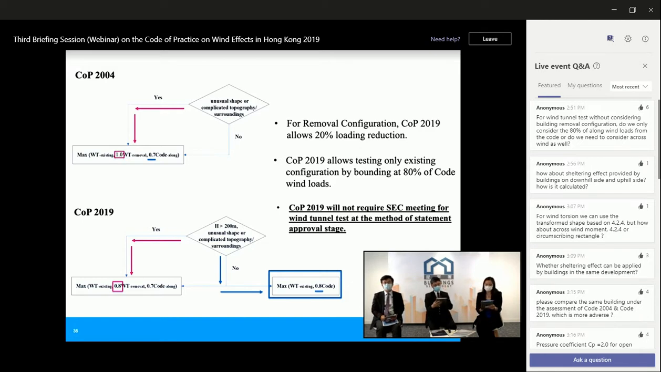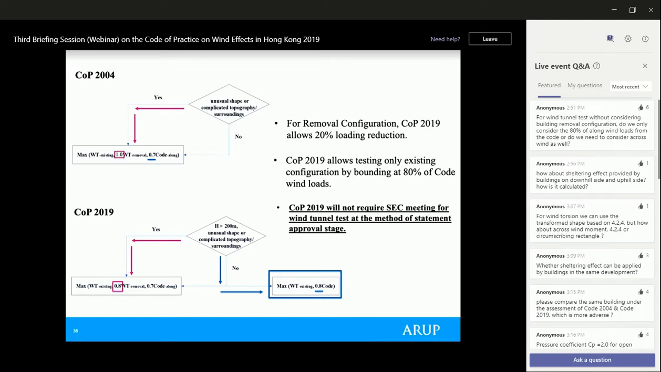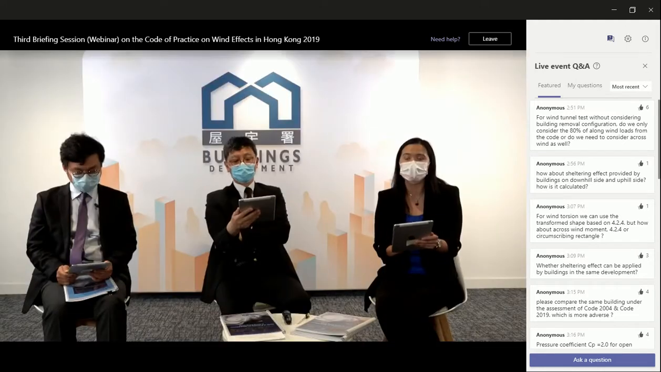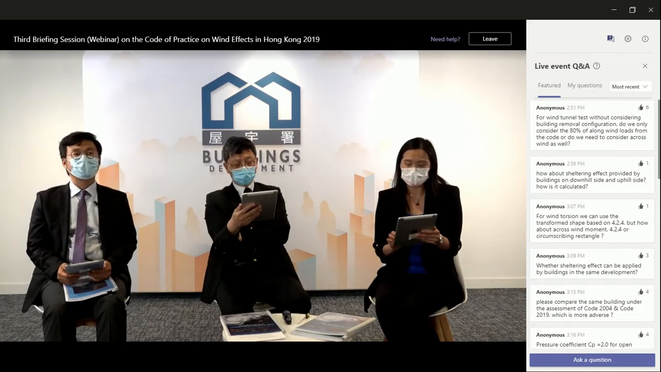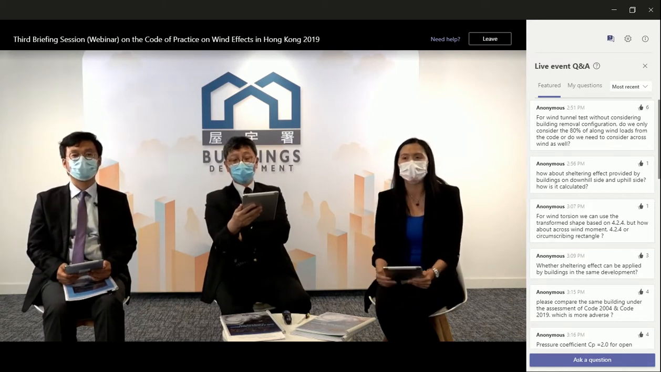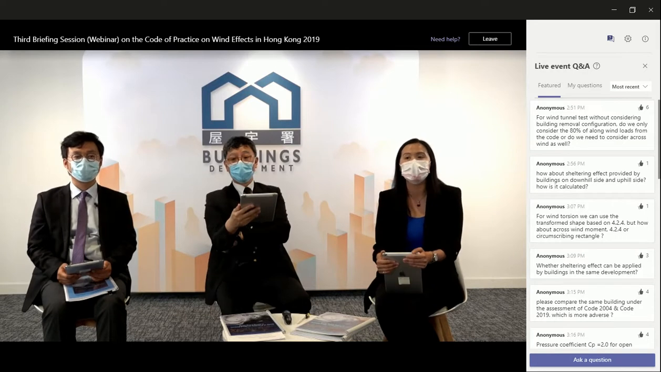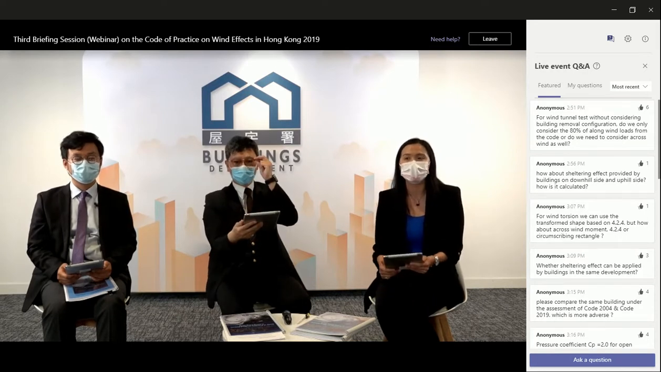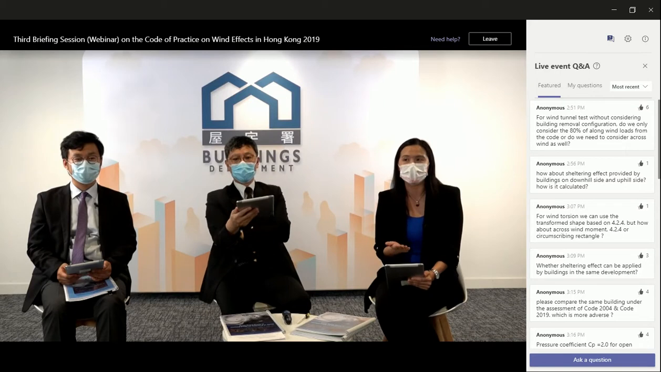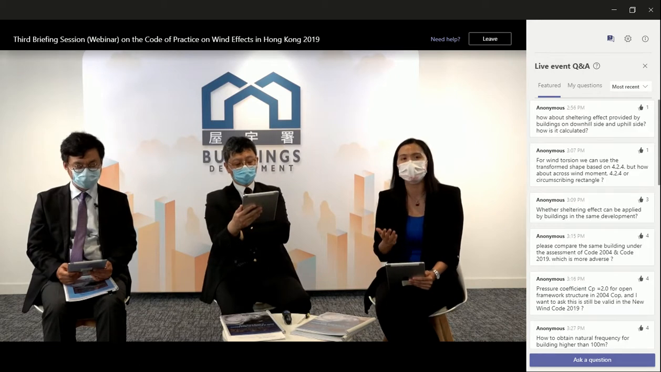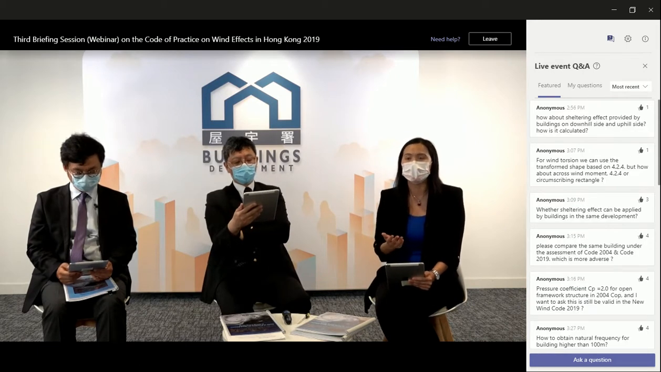Yes. So for this question, remember that the 80% is relative to the codified value, which means along-wind and crosswind have to be considered in this case. And also, I'd like to take this opportunity to remind you that the capping limits actually apply to the total base moment at the bottom, which means the 80% of the code is compared to the total base moment obtained from the wind tunnel test.